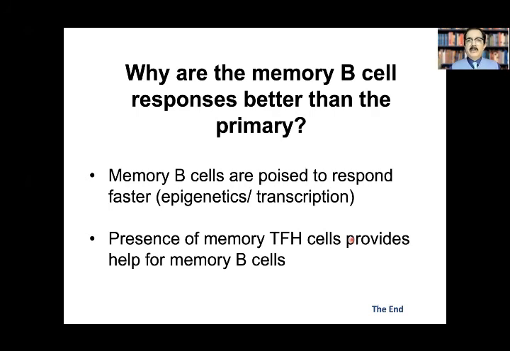Experimentally, if you transfer memory B and memory T cells into a new animal and immunize, you get a massive second response. If you only transfer memory B cells, you do not get that response, but you do when adding the combination. Also, immune complexes are very important. You can make an antigen-antibody immune complex by itself, vaccinate, and get a massive immune response in a naive animal.